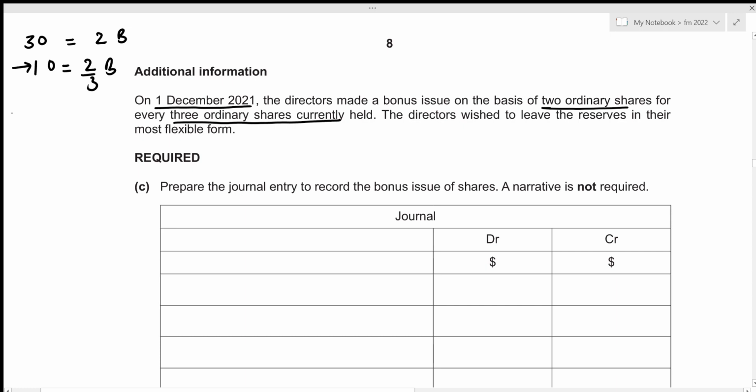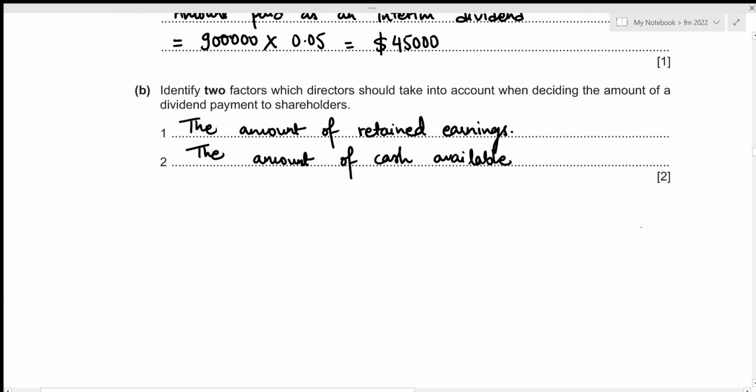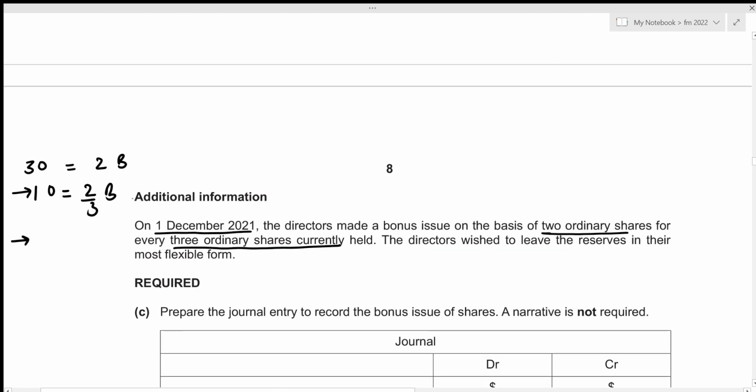And we have already figured out the total number of ordinary shares in the first part of this question. Let's have a look above. We figured out that we have 900,000 ordinary shares. So for 900,000, we need to figure out how many bonus shares we would issue. So for this amount of ordinary shares, we will be issuing 2 by 3 times 900,000 bonus shares. And this gives the total number of bonus shares to be 2 by 3 times 900,000, which is 600,000. So this is the number of bonus shares. Now we need to figure out the value of bonus shares.